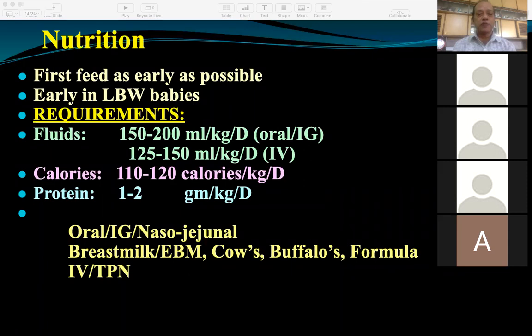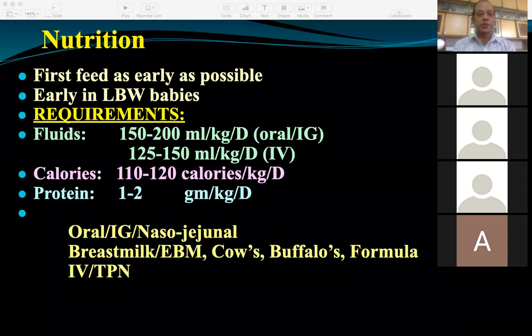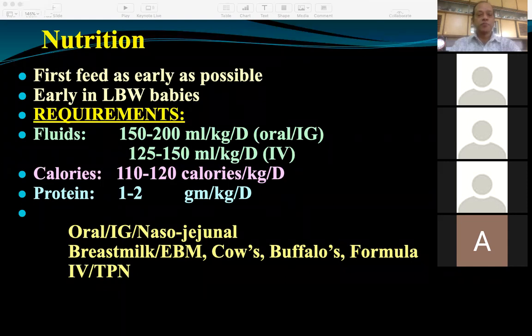Calories 110 to 120 calories per kg per day. The other figures, according to various formulas, are there. You can go to those formulas for further calculation.